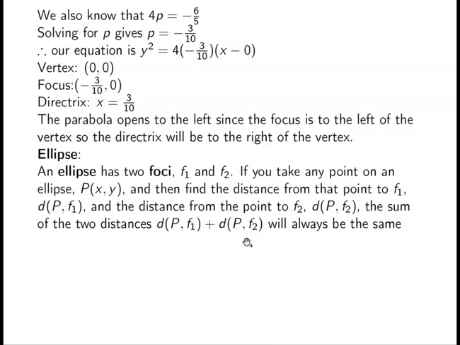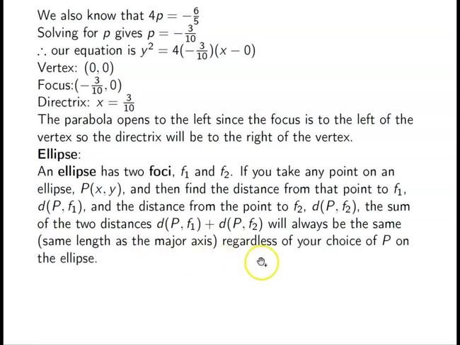Just like before, the distance from the directrix to the focus was always equal to each other, they were always the same. Here, if I'm adding the distance from one focus to the point and from the point to the next focus, the sum of those two distances always adds up to the same value, which is coincidentally the same length as what we call the major axis. So regardless of what point we choose, any generic point, this is going to be true.